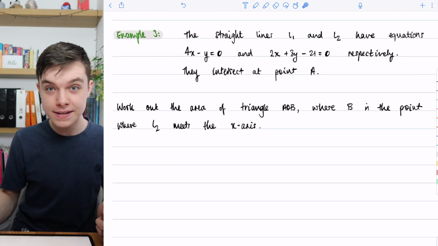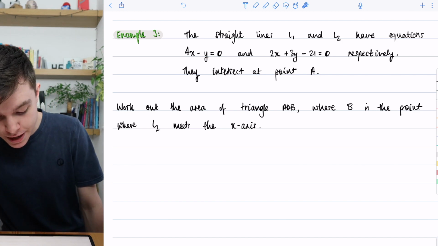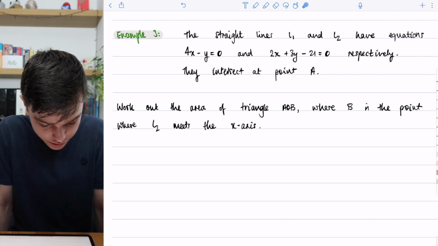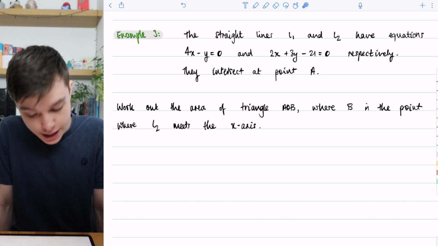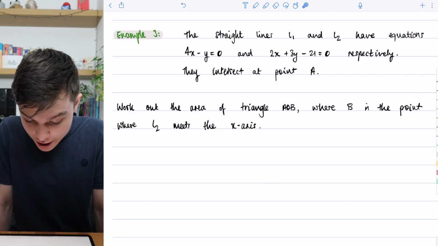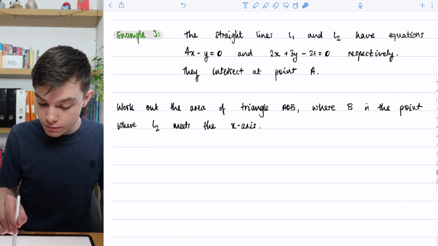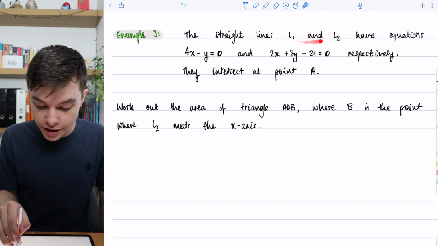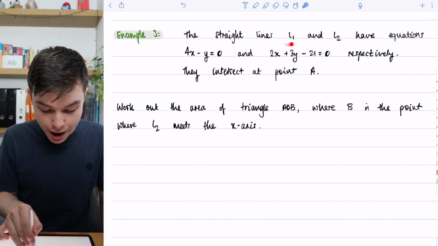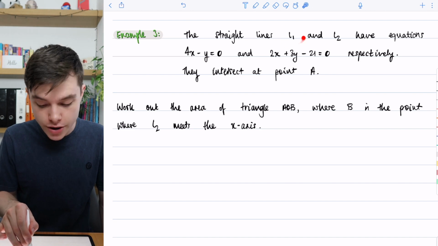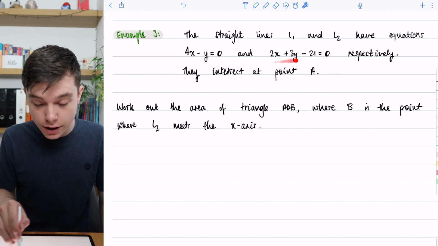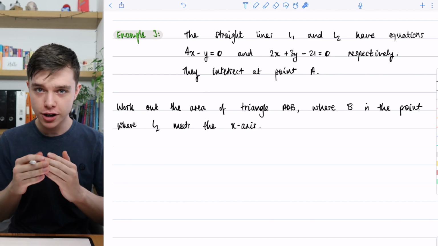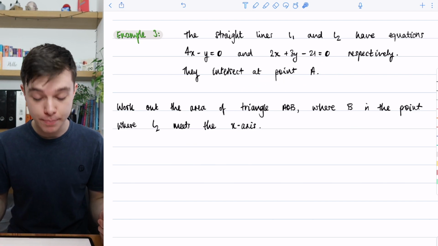Okay, let's have a look at the final example for this video. It says the straight lines L1 and L2 have these equations. They have 4x minus y equals 0 and 2x plus 3y minus 21 equals 0 respectively. Respectively means they kind of match up. L1 is the first one because that comes first, and L2 is the second one because that comes second. And it says they intersect at point A. So they have to cross somewhere, and the place that they cross is point A.